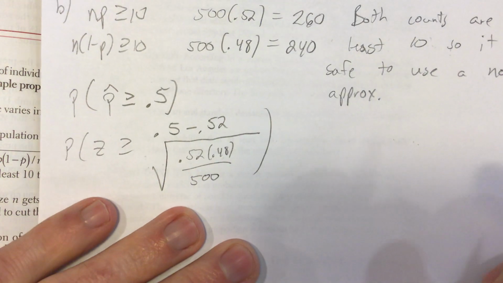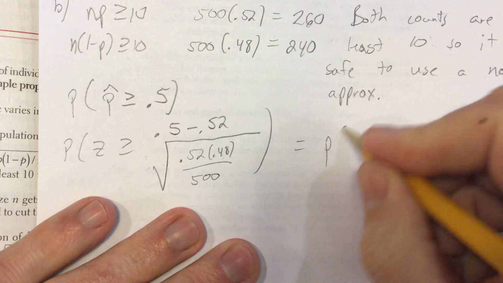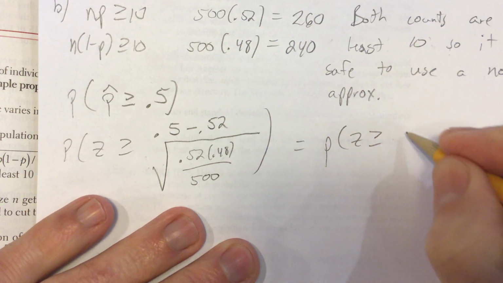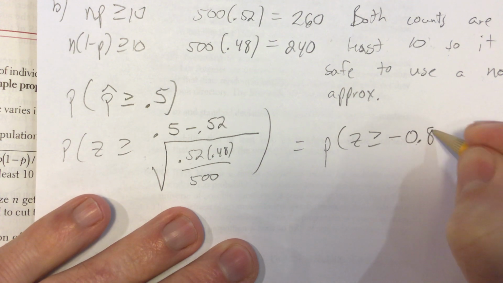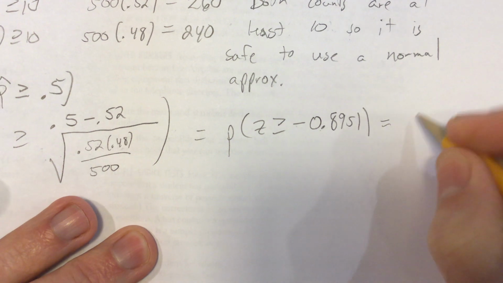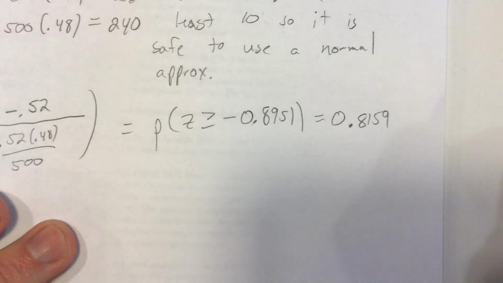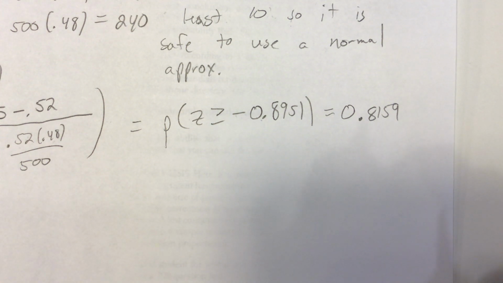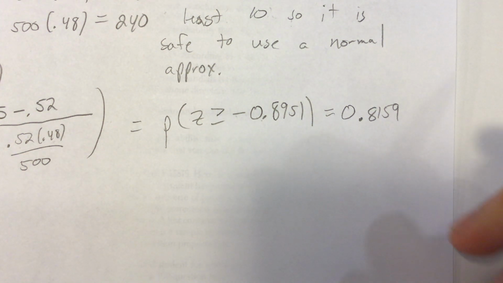Okay, work that out, and we should get a z-score of negative 0.8951, and that's going to give us a probability of approximately 0.8159, which shouldn't be a surprise, right? Most of the time we should be getting 52%. So if we say 50% or more, we should be grabbing more than half of that distribution.